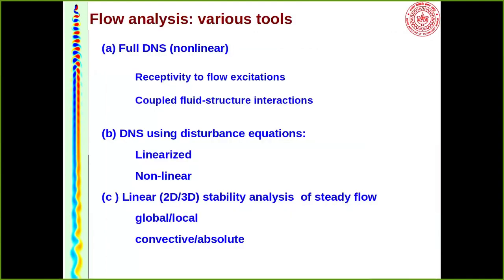So as an analyst, what kind of tools could one have access to look at these flows? You could do a full DNS, a direct numerical simulation. DNS at low Reynolds number is fairly simple, you just have to resolve all the scales. But as you keep increasing the Reynolds number, things become complicated, and DNS would be more challenging. But we will restrict ourselves to low Reynolds numbers, in fact laminar flows.